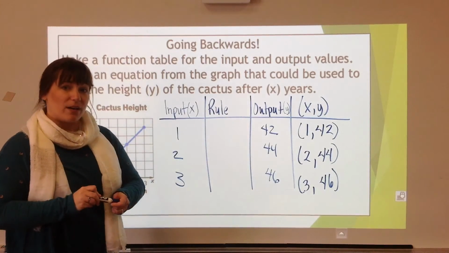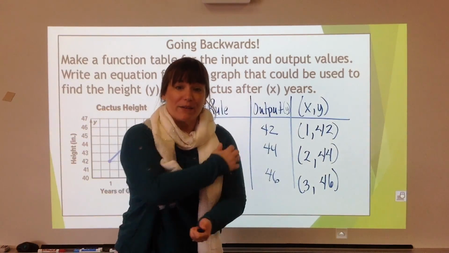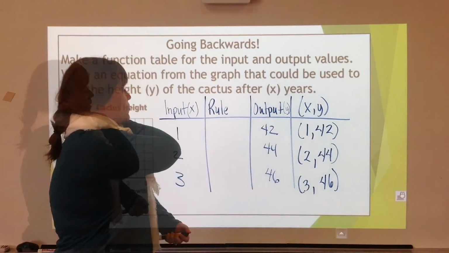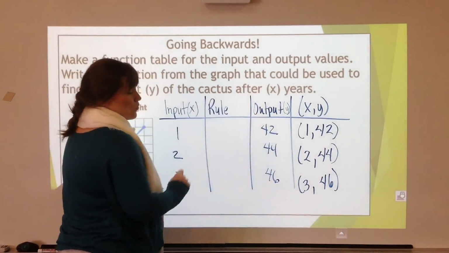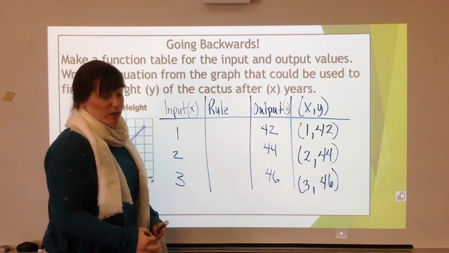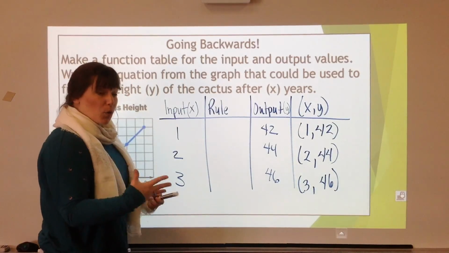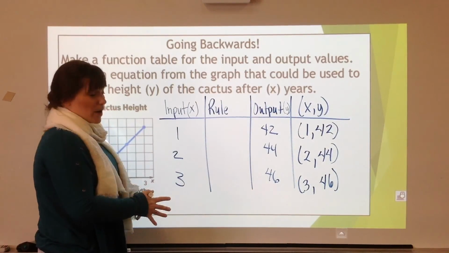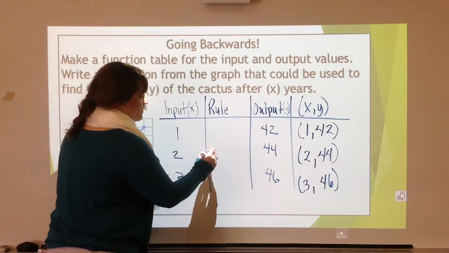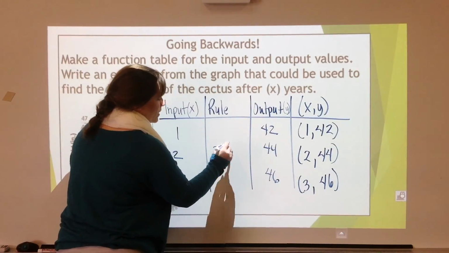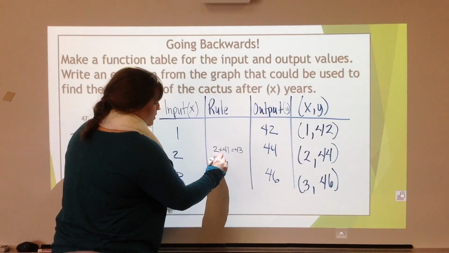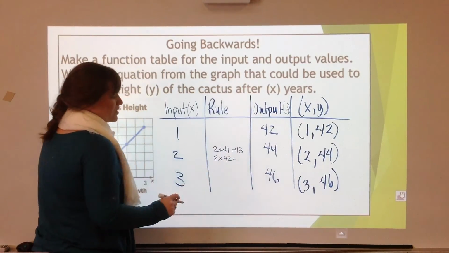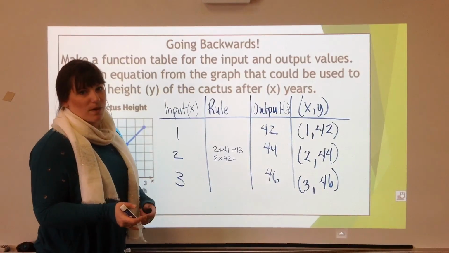Now we have to go back and find the rule, find the pattern. So we have done this in 8.2. Going from 1 to 42, we have 2 options. We can either add 41 or multiply by 42. I'm going to try both with this second pair of numbers, 2 and 44. So if I add 41, I get 43. Now let's try multiplying it by 42. Is that going to be 44? No, it's going to be much higher.